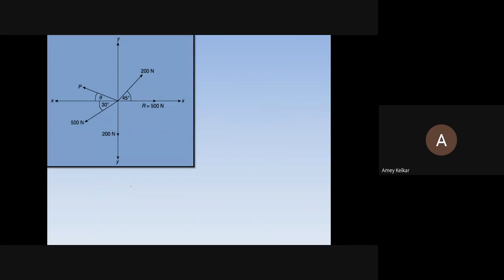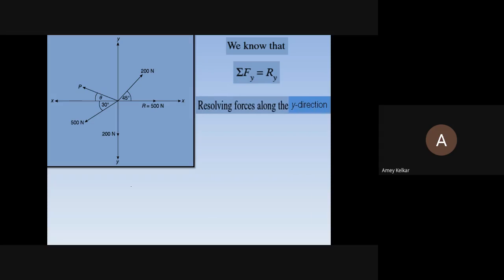So now, again, I'll take up this diagram. In this case, I'm coming with summation Fy is equal to Ry. And as we discussed previously, summation Fy equal to Ry should be equal to 0, because there is nothing of the resultant along the y-axis. So resolving the forces along the y direction, we know that summation Fy is equal to Ry is equal to 0.